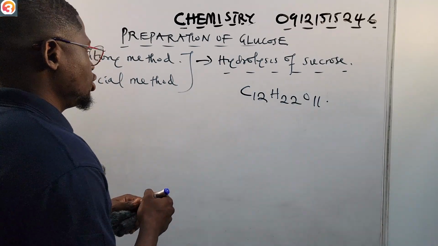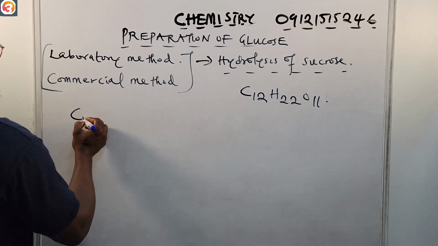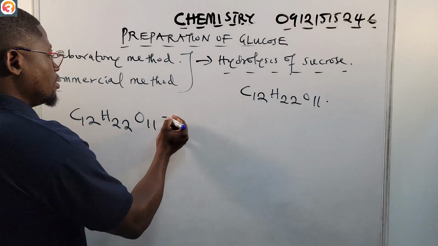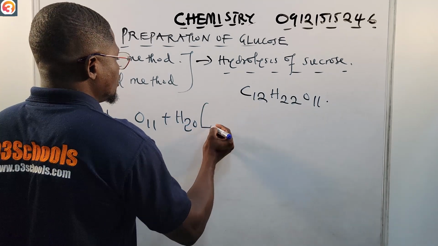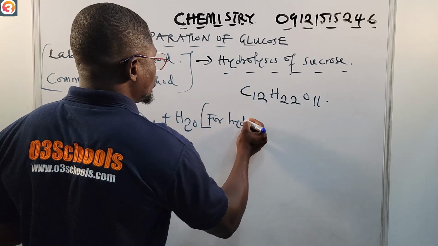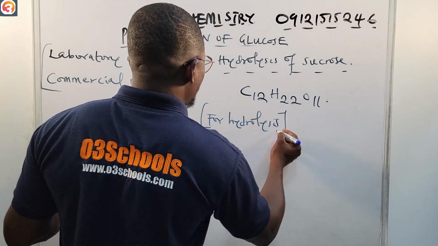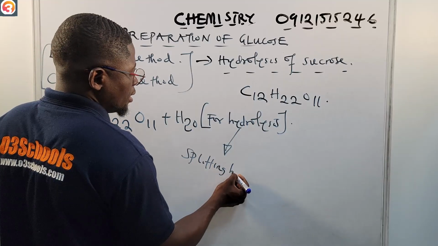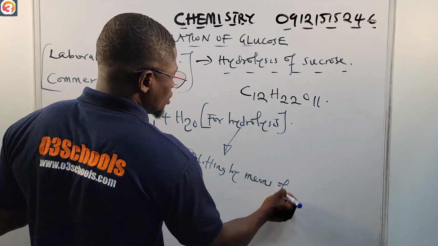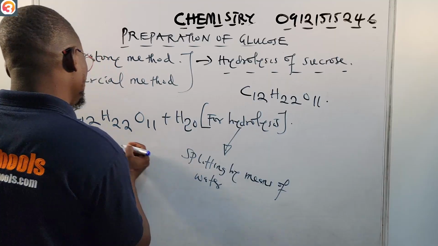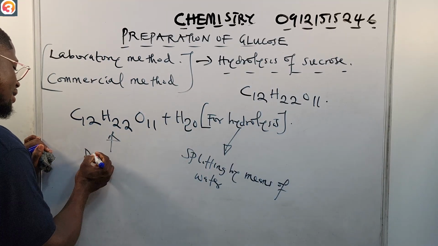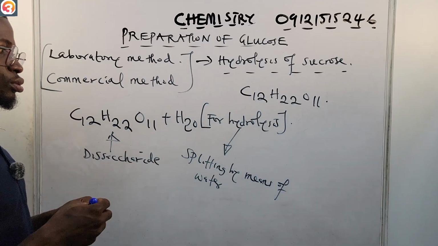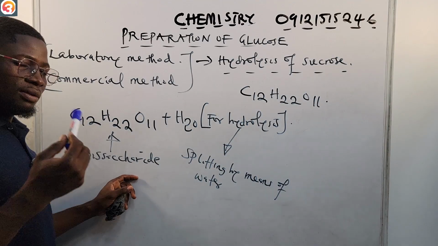But now let us see the reaction. So we have our C₆H₁₂O₆, and then of course plus H2O. This H2O is for the purpose of hydrolysis, because hydrolysis means splitting by means of water. So we want to break this disaccharide into two simple sugars, into two monosaccharides.